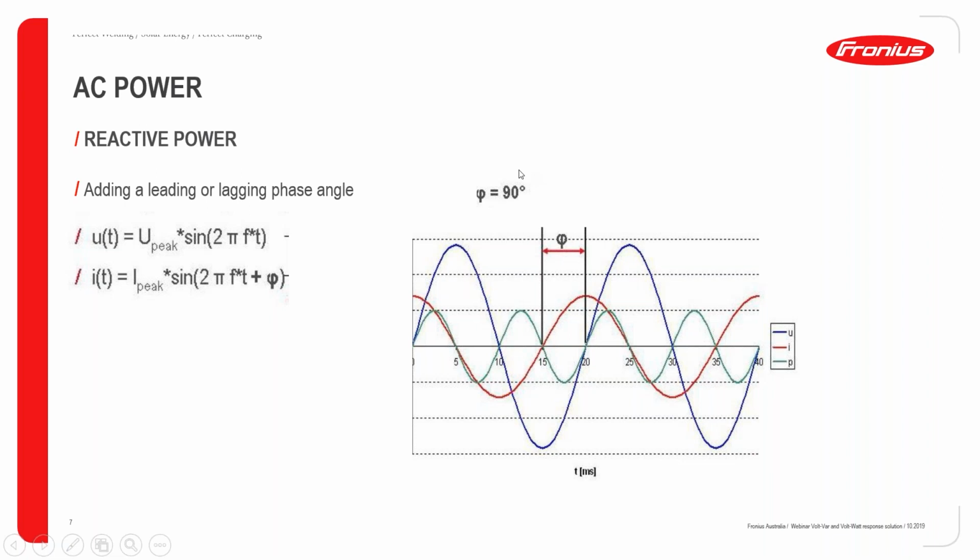We'll cover the definition of the power factor in the next few slides, but this slide is showing the voltage and current waveforms whenever we have a power factor of 90 degrees. And this is the worst case scenario. And why is it a worst case scenario?